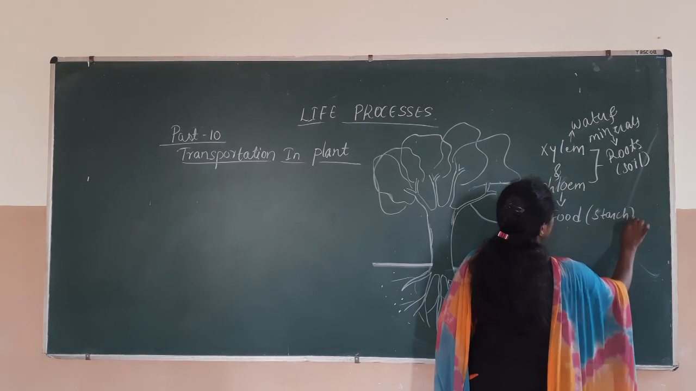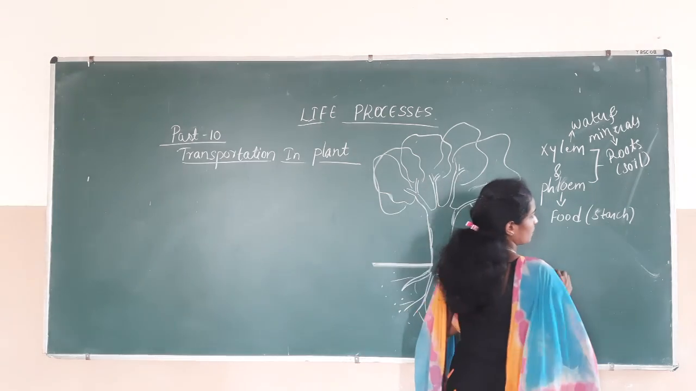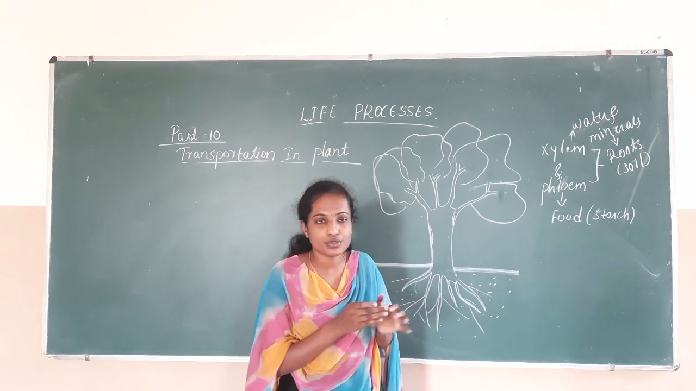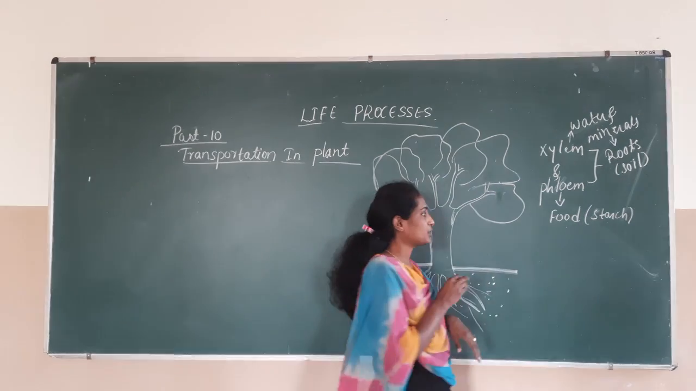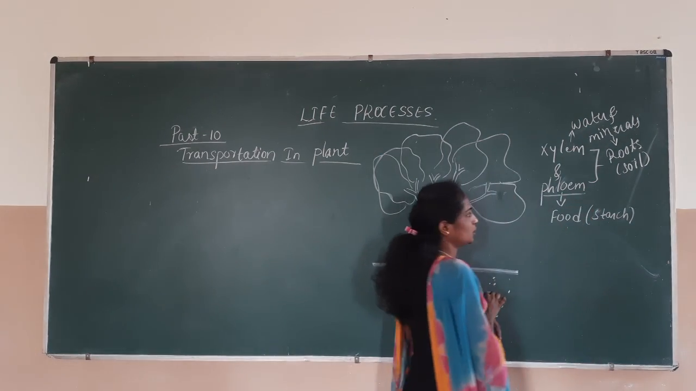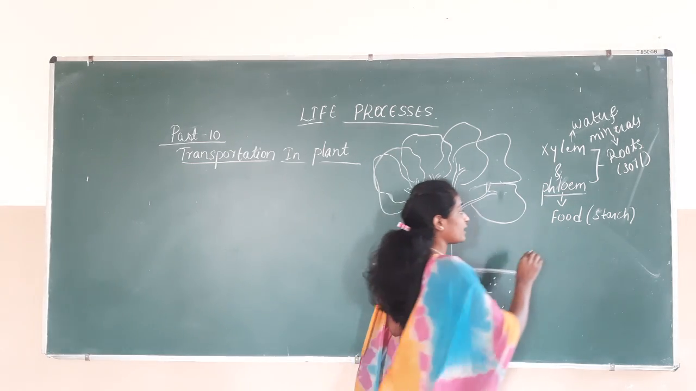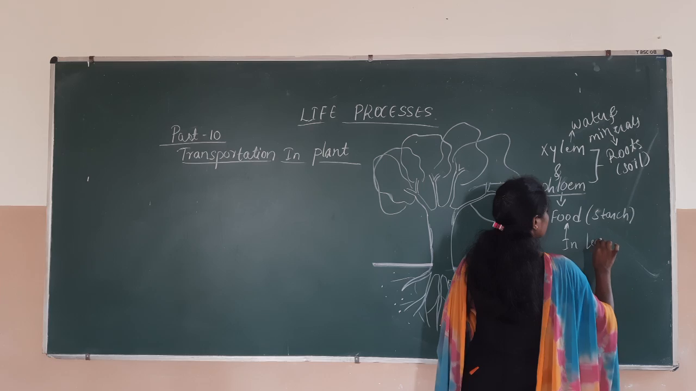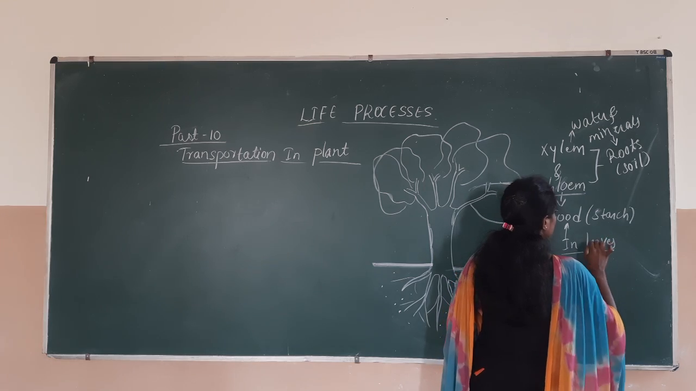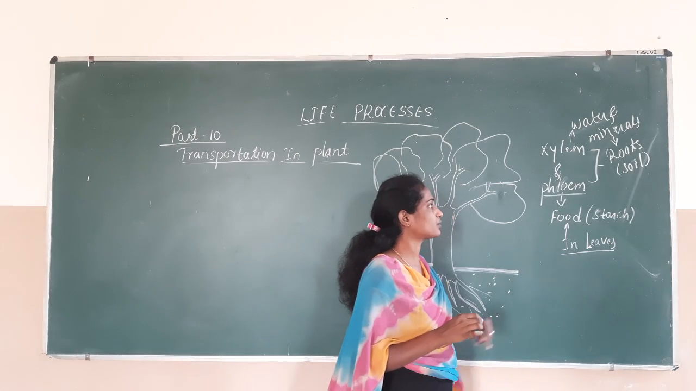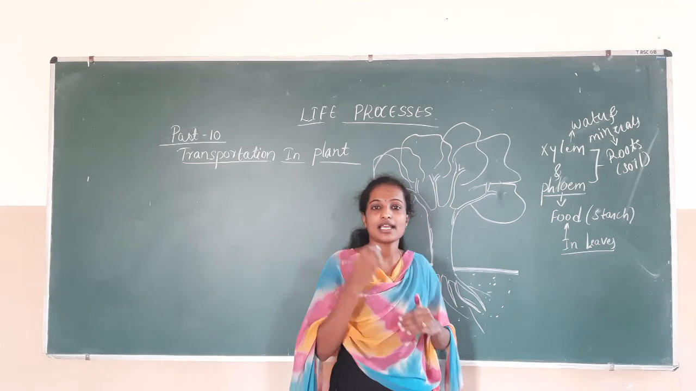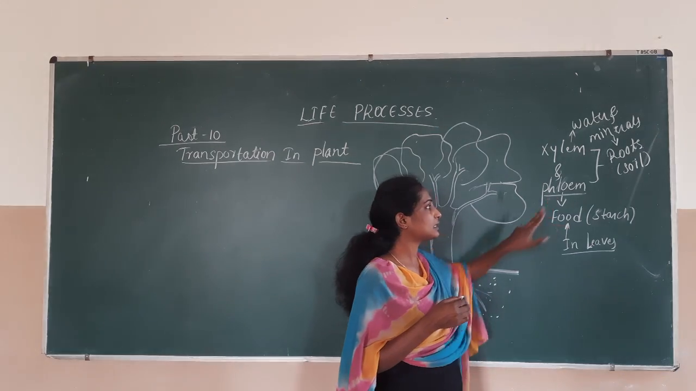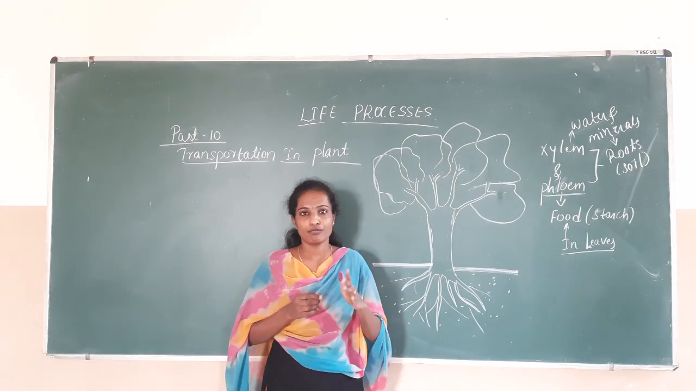Starch is a polysaccharide, which is nothing but a combination of glucose molecules. This food is transported through the phloem. Where is it synthesized? It is synthesized in the leaves and transported throughout the body, wherever the energy is necessary, through the tissues called phloem.